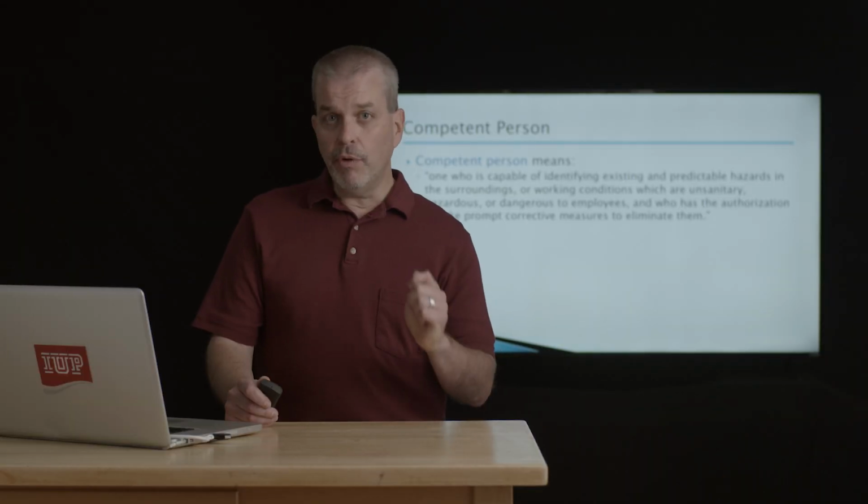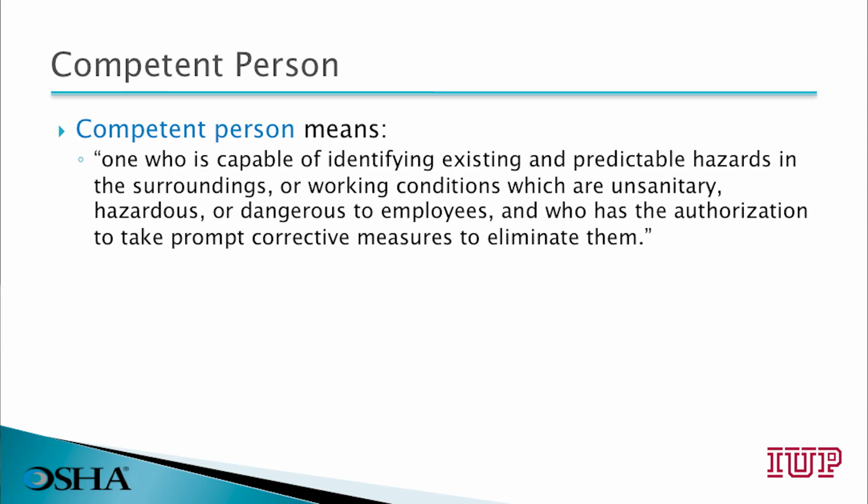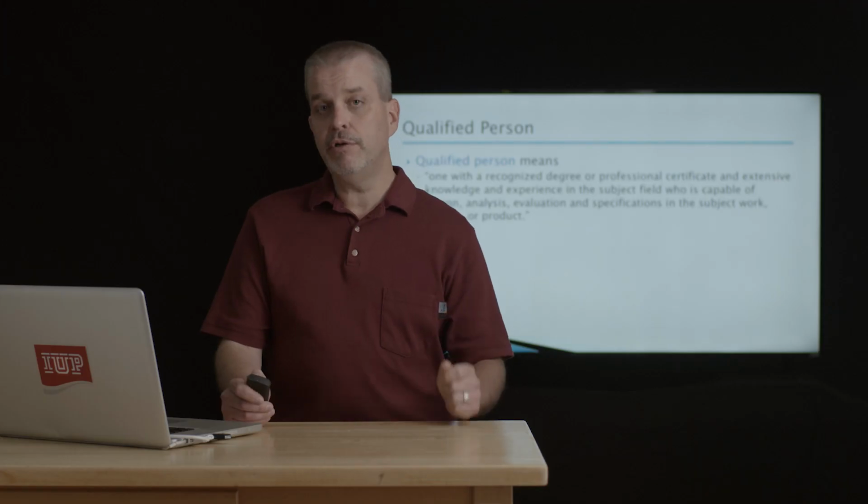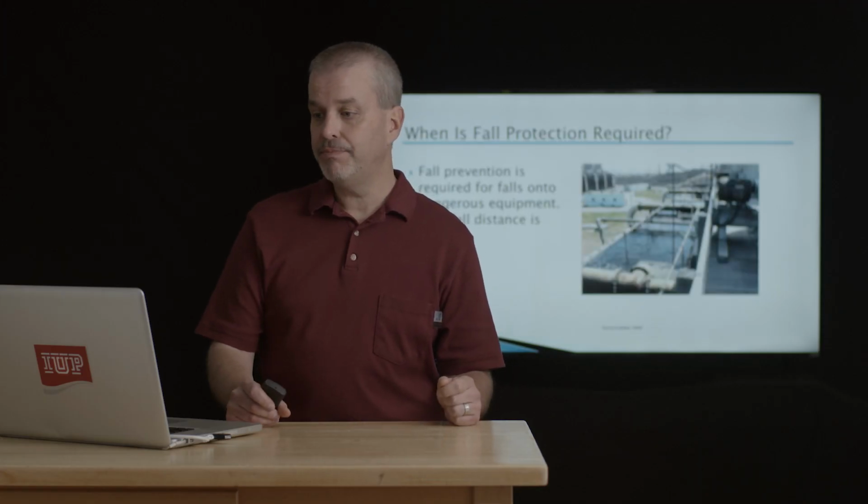Who are the key people on the job site when it comes to fall protection? The first is a competent person, and this person is capable of identifying existing or predictable hazards in the surroundings and has the authority to correct those hazards. The other is a qualified person, and a qualified person is one with a recognized degree or a professional certificate and knowledge and experience in the subject field capable of designing, analyzing, and evaluating the hazards, and in this case, the hazards associated with falls. This is the person who will be designing your anchor points.